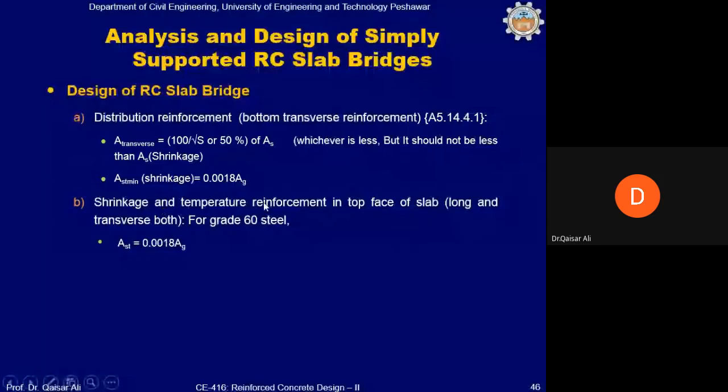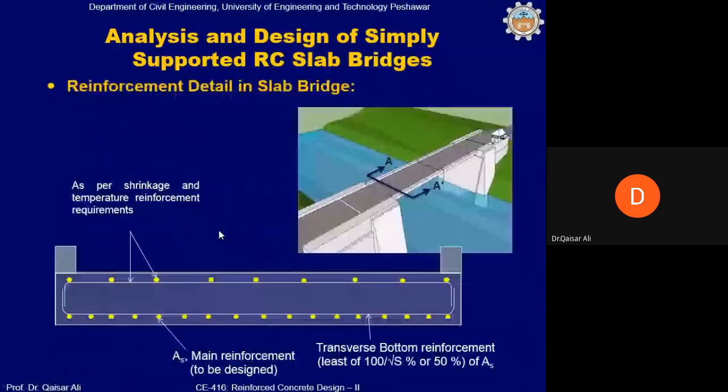Shrinkage and temperature reinforcement in the top face of the slab, long and transverse, will be provided. And if we take a typical section of a slab bridge, it will look like this. The main reinforcement is shown with these dots at the bottom of the bridge, because this is a section taken along the width of the bridge, and this is the width of the bridge, and this is the length of the bridge. So if we take a section along the width of the bridge, the main reinforcement will look like these dots, which are placed closer to the bottom face in order to take maximum effective depth.